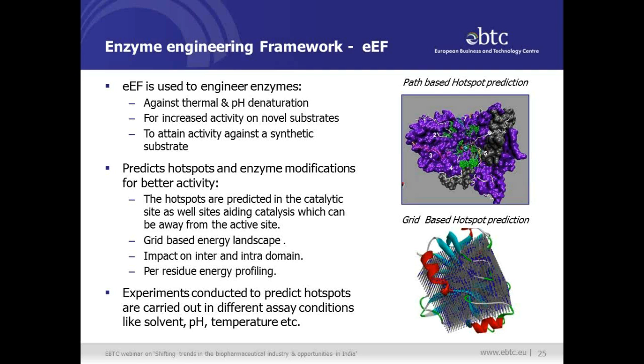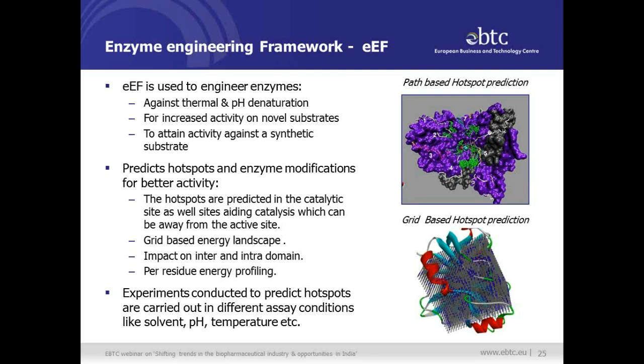Now, why we have been successful is because of the way we look at a challenge that is given to us. And we typically go about doing this by predicting the hotspots. And these hotspots are those amino acid residues which are critical in the catalytic binding of the substrate with the enzyme. These hotspots are predicted in the catalytic site, and with our experience we can now confirm that there are residues which are completely outside of the catalytic site, and they can have a lot of influence on the active site.